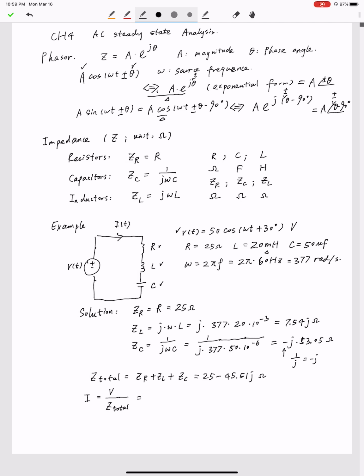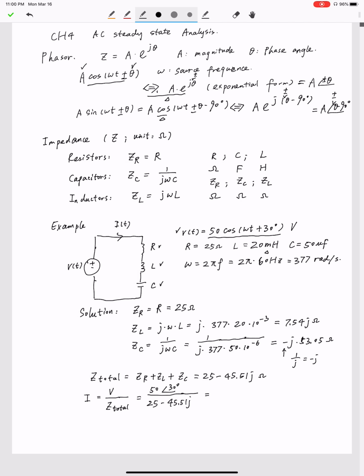And the phasor form of the voltage source can be derived from the cosine function expression. By using the cosine function to phasor transformation, we know the phasor form of this voltage source is 15 angle 30 degrees, right? We just need to pick the magnitude and the phase angle information from the phasor representation. And Z total is 25 minus 45.51 J.